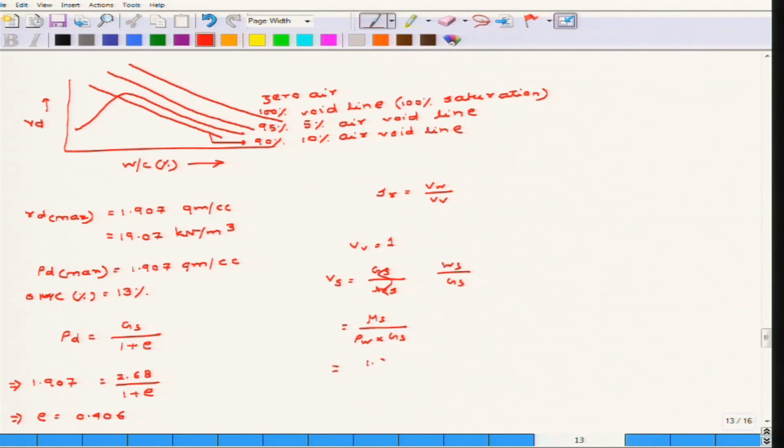So, the mass of solids is 1.907, because at dry density we all know that it only consists of solids and air. So, the mass of the soil mass at that point is equivalent to the mass of the solids, divided by 1 into Gs, which is given as 2.68. So, the volume of solids comes out to be 0.711 meter cube. Since the total volume is assumed to be 1, the volume of voids is 1 minus the volume of solids, which is 1 minus 0.711, equivalent to 0.289 meter cube.